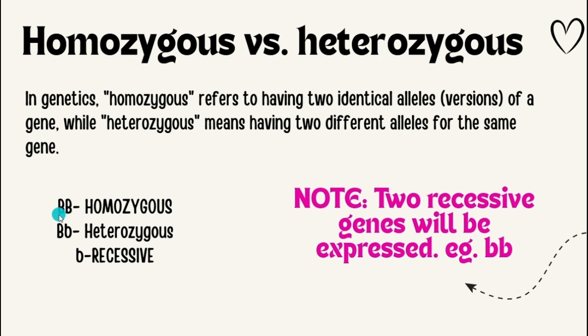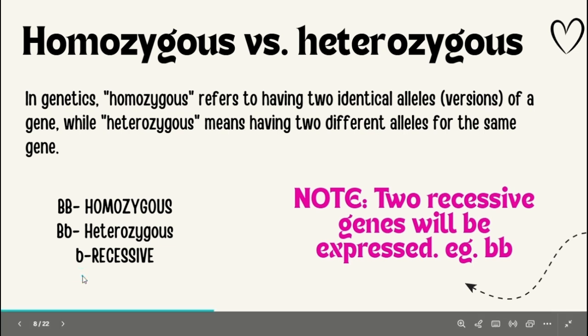So in the example here we have two B's. Big B, big B is homozygous because both alleles are the same, both genes are the same, right? And then you have heterozygous, which means that they're different. So it means that one of them is different. So you have big B, little b.